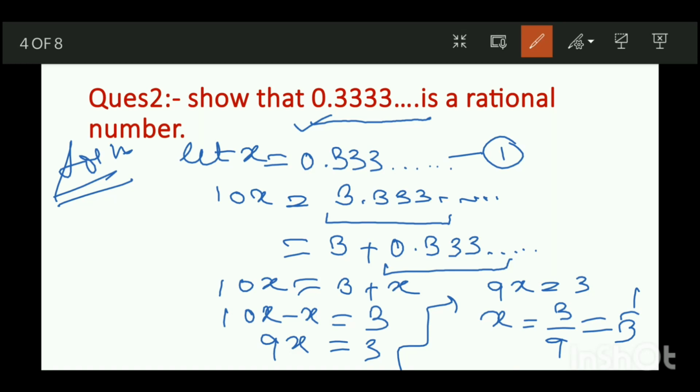So here is the rational representation of the 0.33333 decimal expansion. Hope you have understood this very clearly. Here only one digit is repeating. After the decimal, all digits are repeating. There is no non-repeating digit. Okay, this is the most important point you have to understand. All digits after the decimal are repeating.